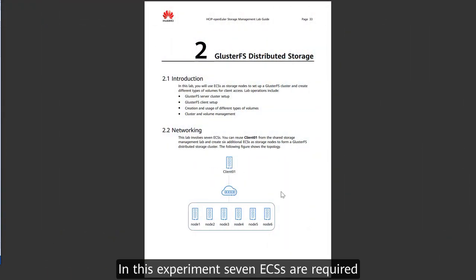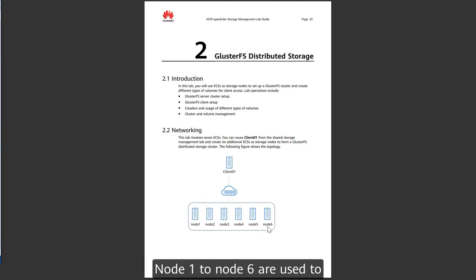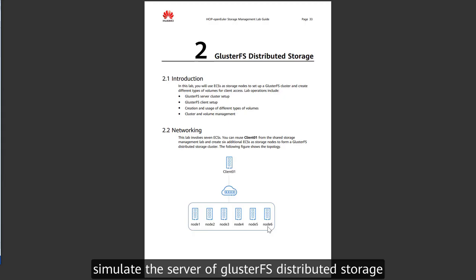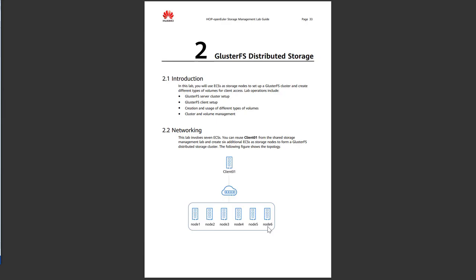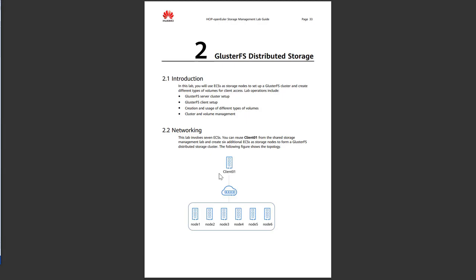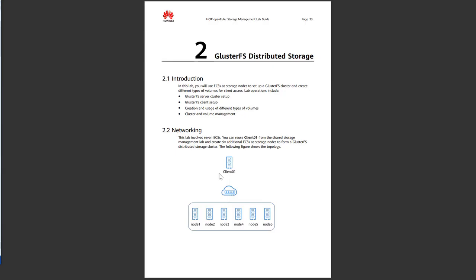In this experiment, 7 ECSs are required. Node 1 to Node 6 are used to simulate the servers of GlusterFS distributed storage. In addition, Client 1 is required to simulate the client that accesses the distributed storage. Now, let's complete the corresponding operations together.